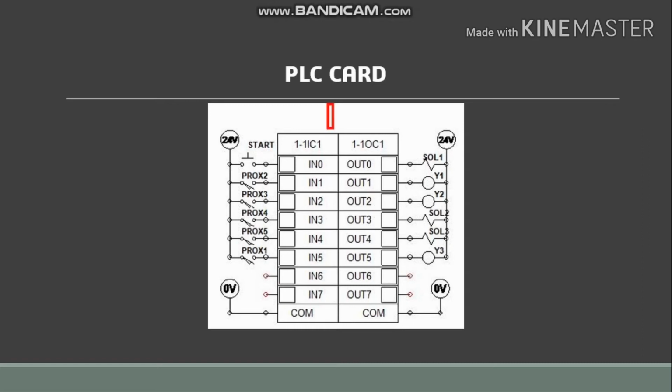Next, we continue with the output. For the output, Sol1 is the solenoid valve 1. Y1 is the coil to actuate solenoid valve 1. Y2 is the coil to actuate a timer. Sol2 is solenoid valve 2. Sol3 is solenoid valve 3. Y3 is the coil to actuate the solenoid valve.